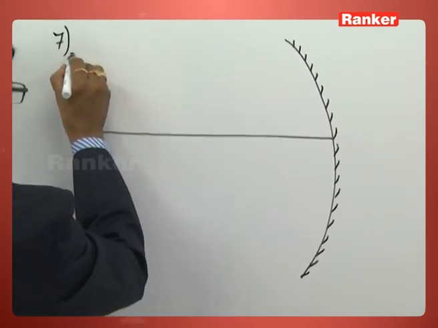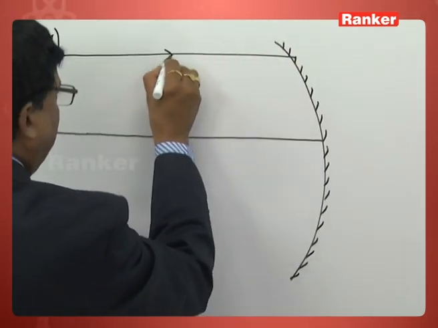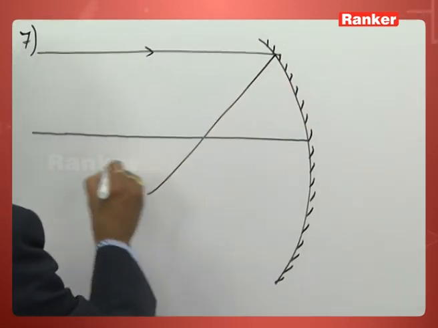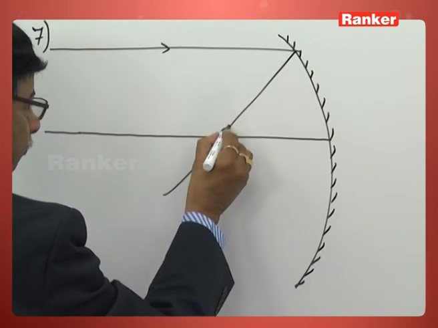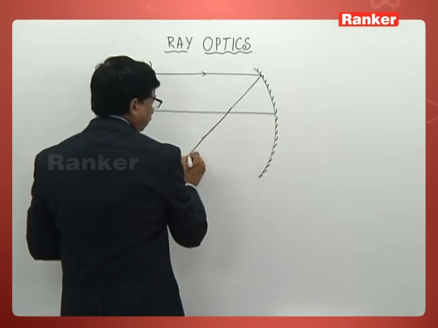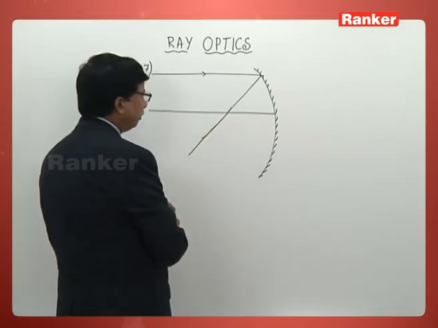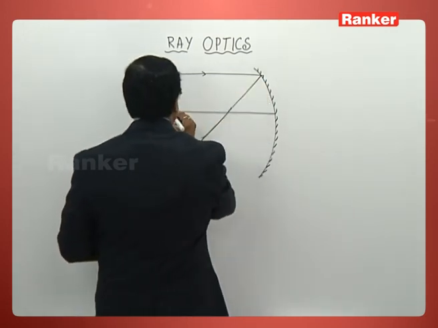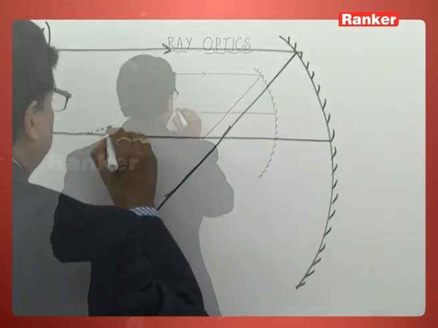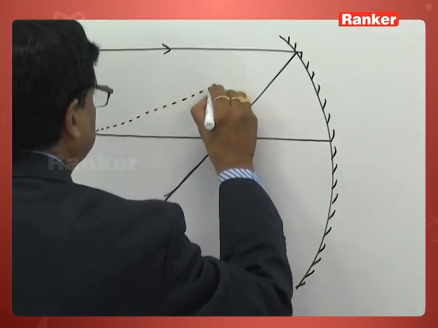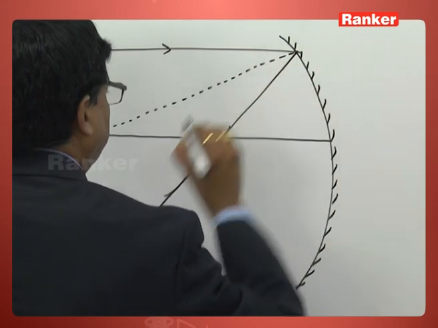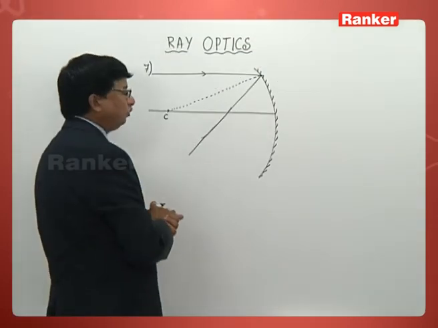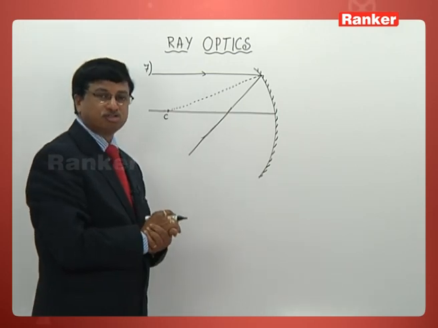Now according to him, a ray which is falling parallel is now passing through a point like this on the principal axis. And if you take, for example, a normal that is drawn here at this point of incidence, certainly that normal passes through the point called center of curvature.